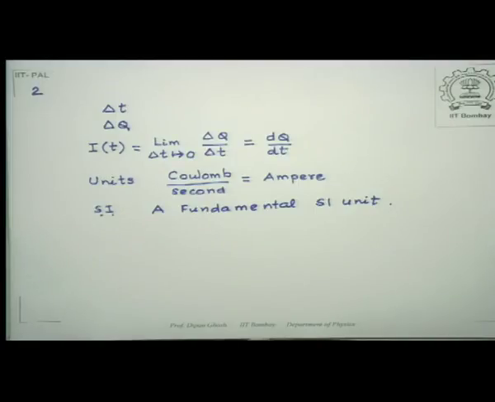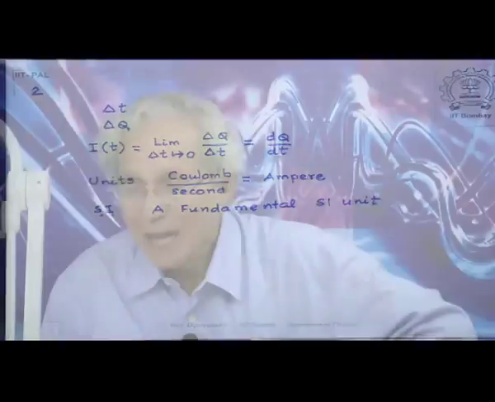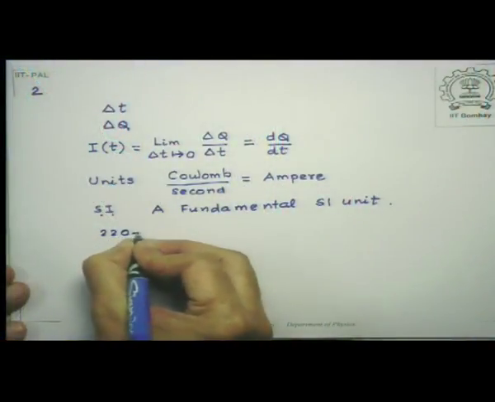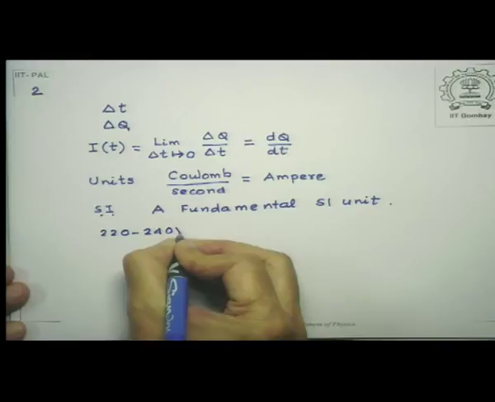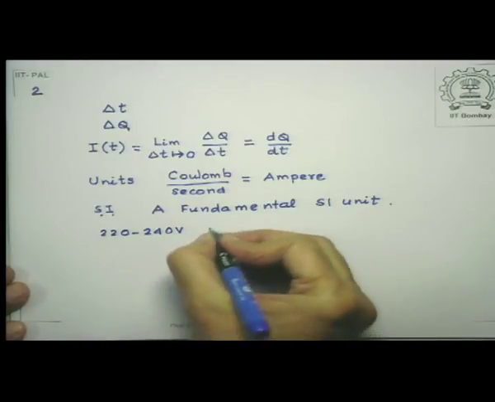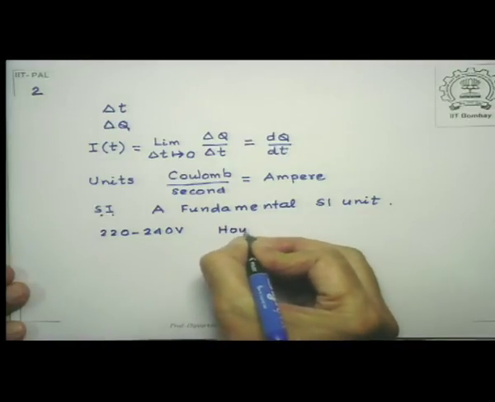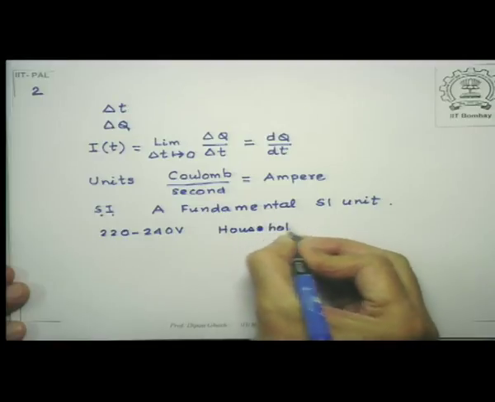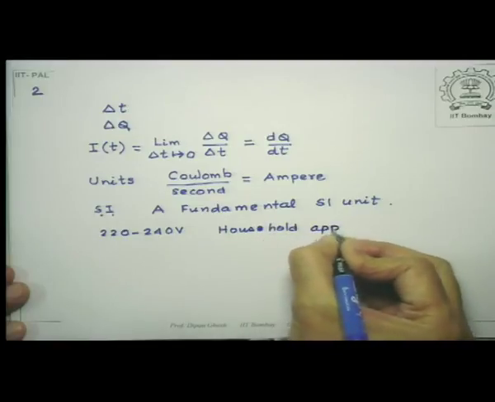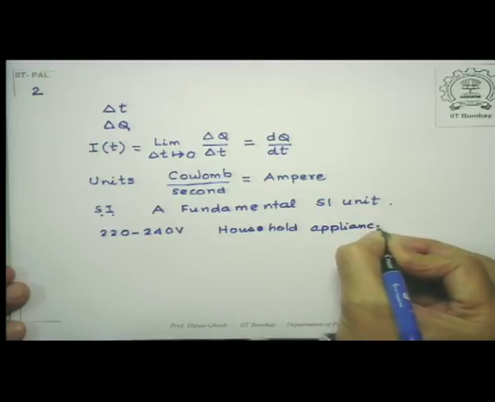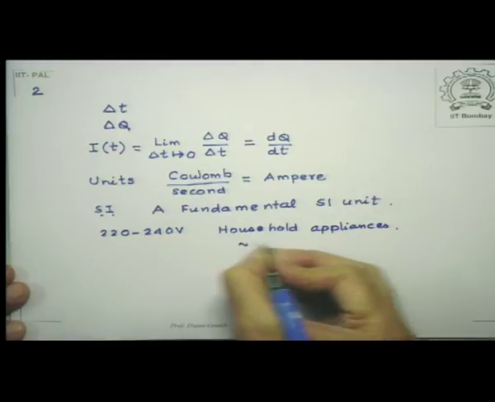So, let us go back to the cases that we talked about. For example, typical household appliances in India. You know that Indian electricity supply is in the range of 220 to 240 volts, and typical current values for household appliances are of the order of a few amperes. So, let us say of the order of 5 amperes or so.